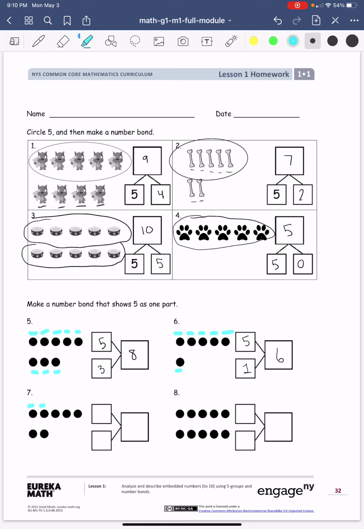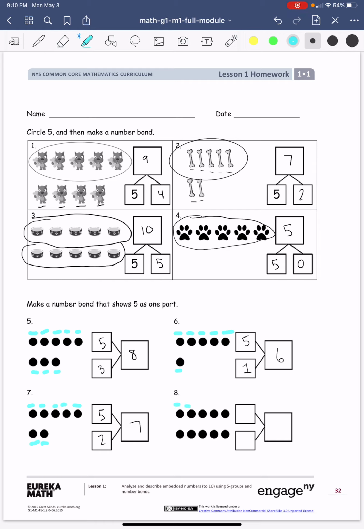1, 2, 3, 4, 5. So let's write 5, and then let's count the other half. 1, 2. What is 5 plus 2? Let's count with our fingers. 6, 7. 5 plus 2 is 7. Now let's move on to the next problem, which is 8.